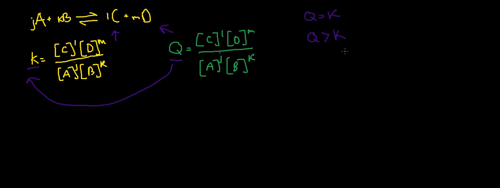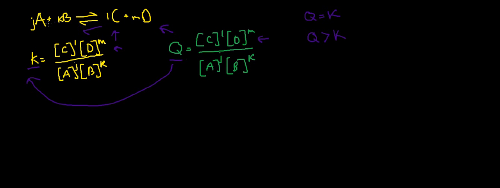Q can be greater than K. If Q is greater than K and they're both talking about the same reaction, that means that this top number is larger than the top number here. So in order for this reaction to get to equilibrium, this number needs to get smaller, or this number needs to get larger, or both. That means that the reaction is going to favor the reverse reaction.